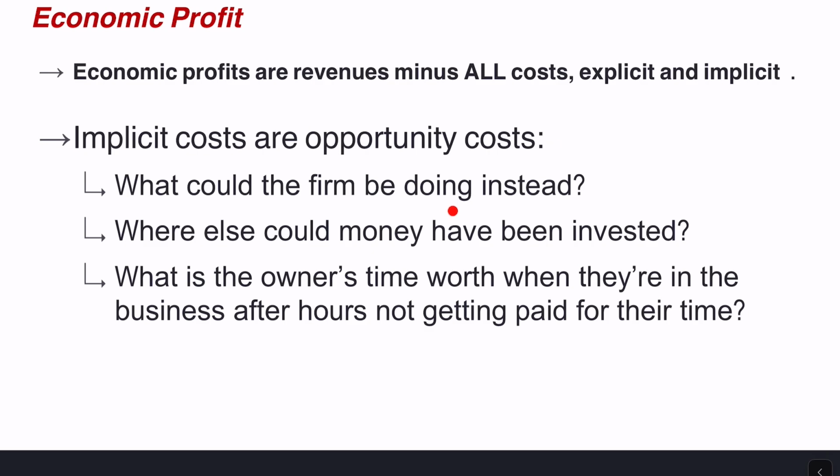So what could the firm be doing instead? What could they be doing instead of opening up Ox Vegas? They could go get a job. They could open up a bar instead, right? And so that's like, what would they have gotten in terms of profits from doing the next best alternative, their opportunity cost? We want to subtract off this opportunity cost from our accounting profit, and that's going to give us our economic profit.